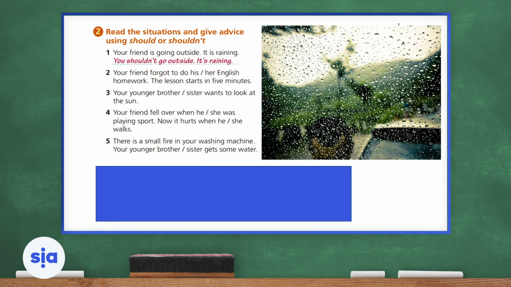Let's move on now to exercise 2. Read the situations and give advice using should or shouldn't. Number 1 is done for us. Let's read it together. Your friend is going outside. It's raining. What should be done here? We should probably advise them not to go. So we might say, you shouldn't go outside.